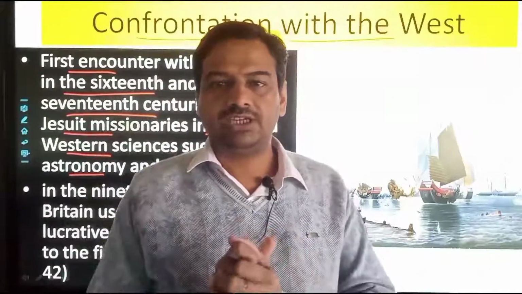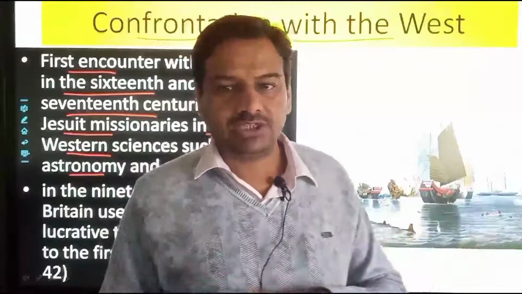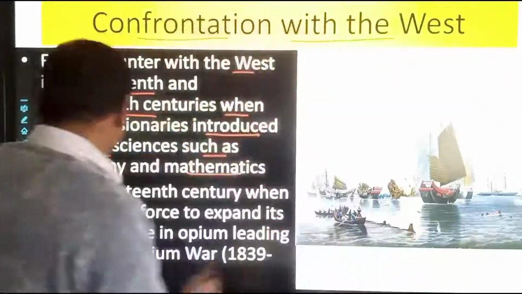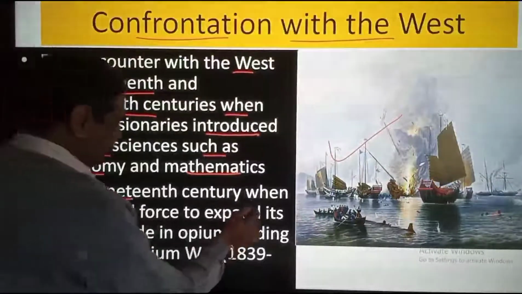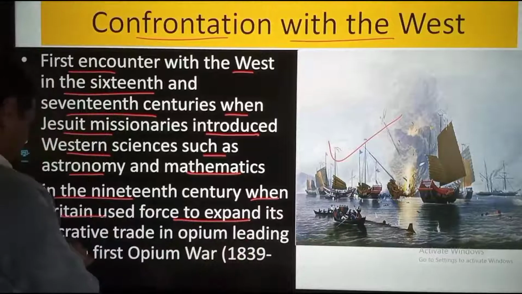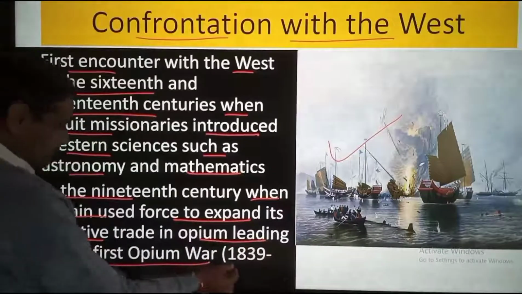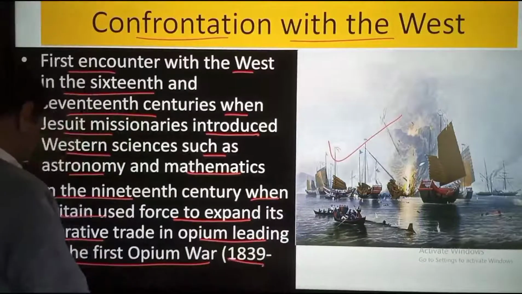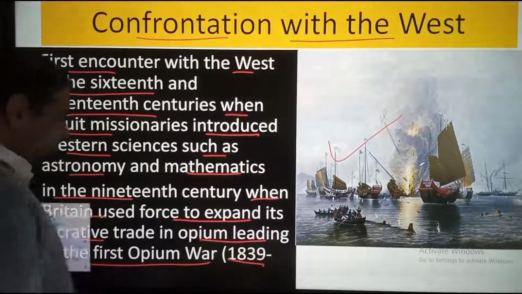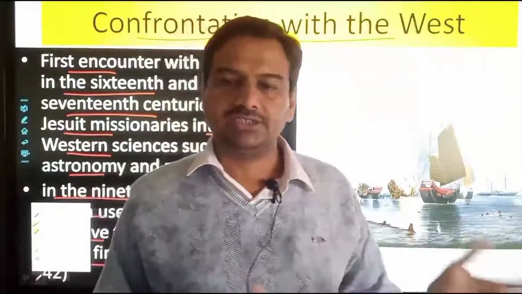So they went to China and started spreading modern sciences like astronomy and mathematics in China. Then in the 19th century, Britain used force to expand its lucrative trade in opium, leading to the first Opium War, which was fought between 1839 and 42. There were two Opium Wars fought between Britain and China.